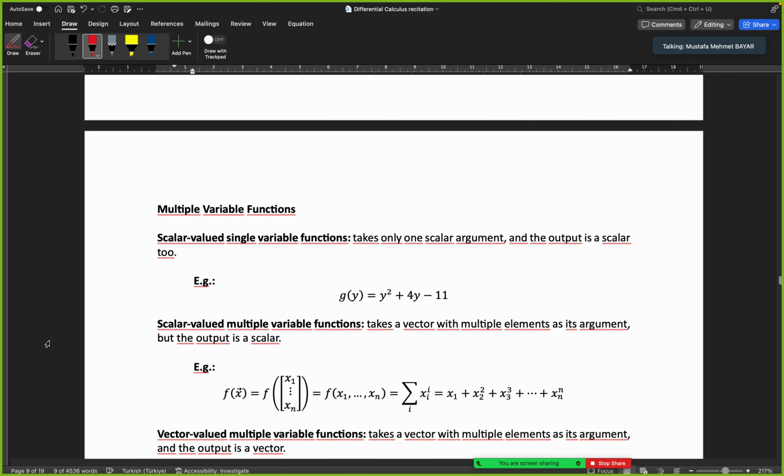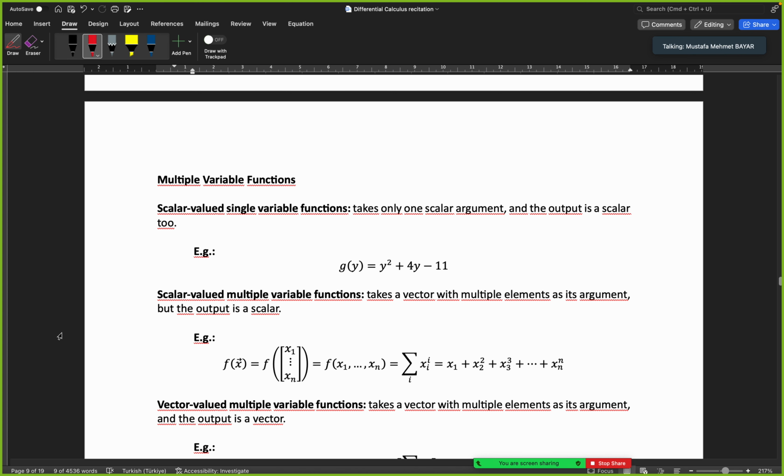And now let's start talking about multiple variable functions. Let's start with the simple case, the scalar valued single variable functions. This is what you are familiar with. You have a function of a single argument, and the function is expressed as a mathematical formulation. This is just a single variable function.